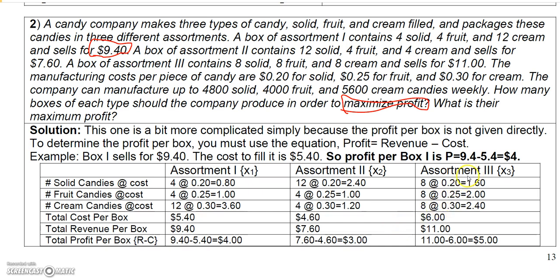And then in assortment 3, box 3, you've got 8 of each. So you've got 8 solids at 20 cents each, 8 fruit candies at 25 cents each, and 8 cream candies at 30 cents each. So if you add up those costs, they add up to a total of $6, and it tells you in the problem that the revenue for that type of box is $11. So if you take $11 minus $6, that gives you $5. So you're going to profit $5 per box for those boxes.